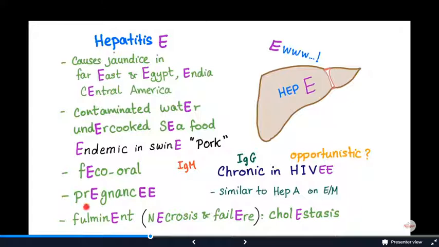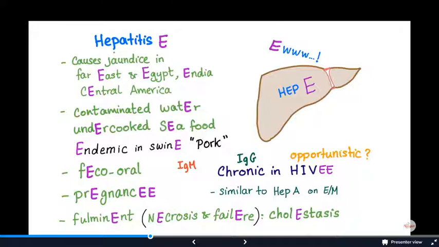Sometimes it's common in pregnancy. And when it comes to pregnant women, it's fulminant. Fulminant means massive necrosis, which can lead to failure. And there is marked cholestasis in hepatitis E.